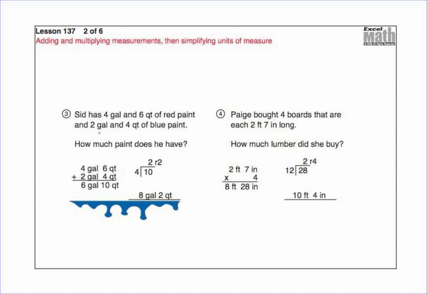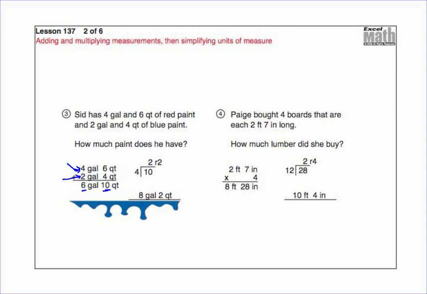Here are some other samples for you to look at, and this is moving some different kinds of measurement where we have too much in one column and moving it over to the other one. Sid has 4 gallons and 6 quarts of red paint and 2 gallons and 4 quarts of blue paint. How much paint does he have? Well, we add up the two amounts. Here we have 4 gallons, 6 quarts, 2 gallons, 4 quarts. When we add them together, we get 6 gallons, 10 quarts of paint.